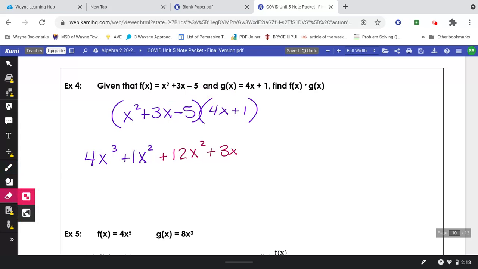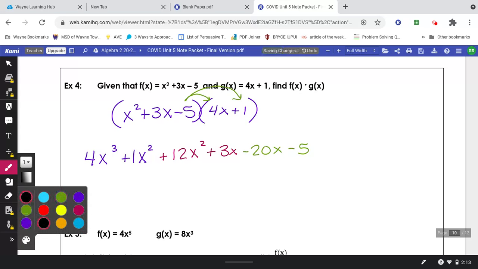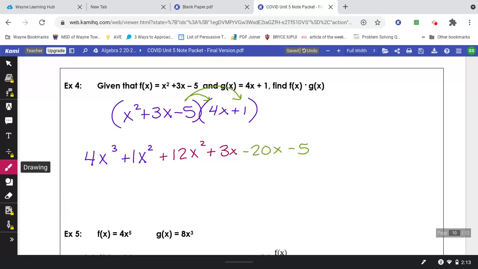I'll erase those lines and do that in another color for the negative 5. Negative 5 times 4x, negative 20x. Negative 5 times 1, negative 5. And then I'm going to combine my like terms.